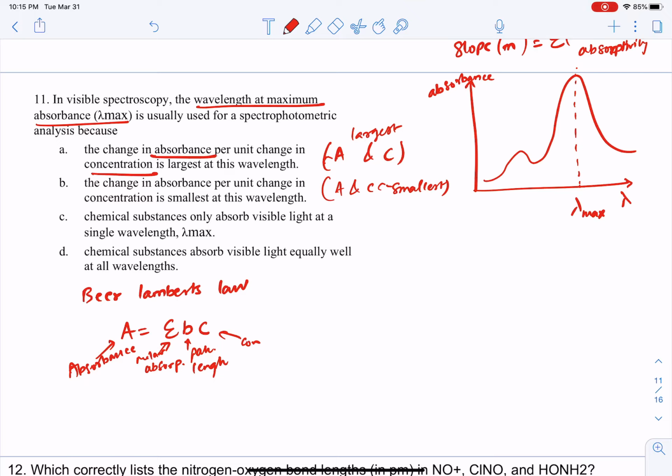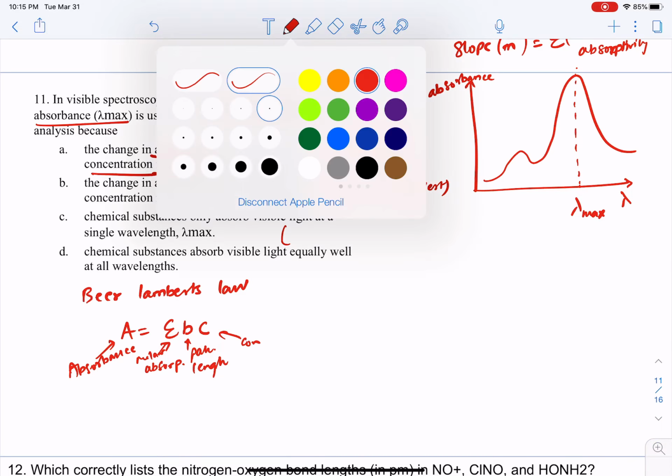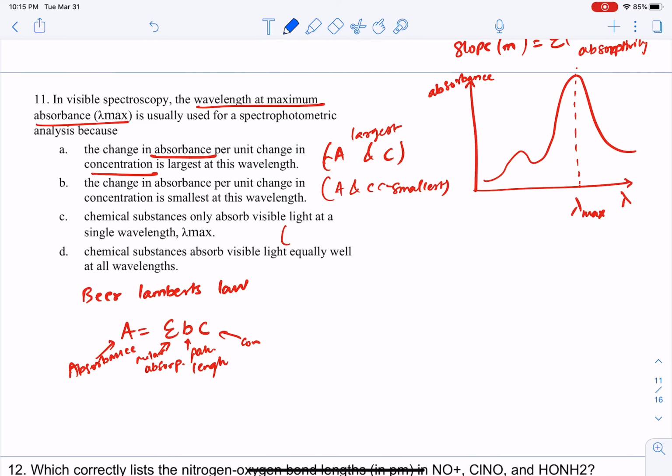Chemical substances only absorb visible light at a single wavelength. This is not true, because if you see in this absorbance chart, the substance is still absorbing somewhere here, even here. So this is definitely not true. Chemical substances absorb visible light equally well at all wavelengths? No. It has the highest absorbance over here. So even D is not the option. What's left is A and B.